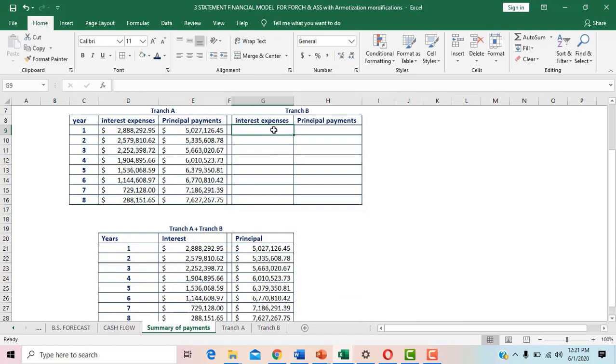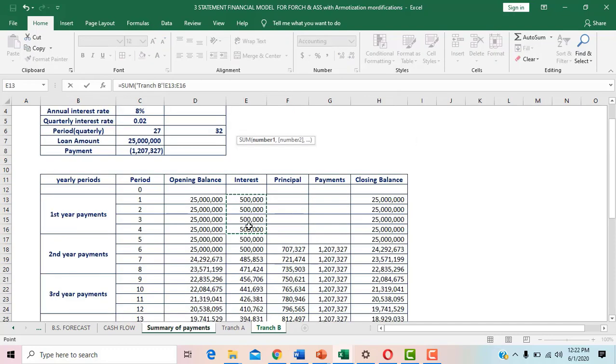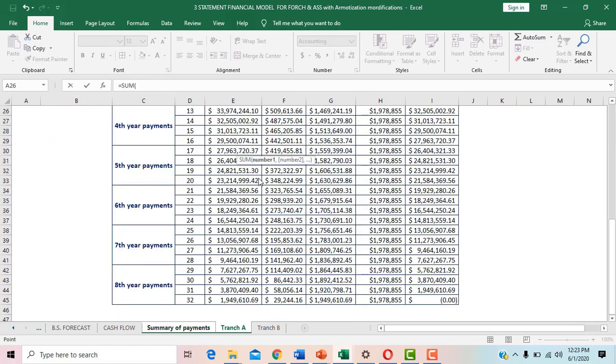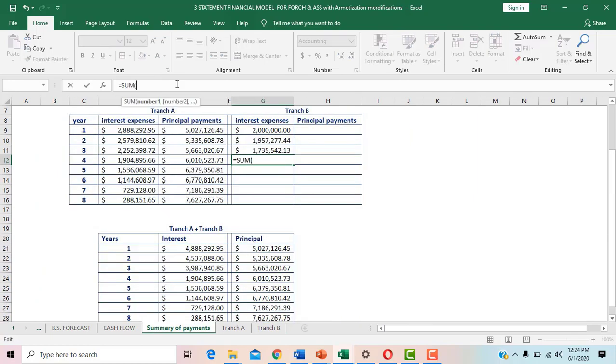now let us do the same for the tranche B loan. The first year interest expense is going to be equal to the sum of the first 4 quarterly interest expenses. Close the bracket. So the same is applied in tranche B as was applied in tranche A.